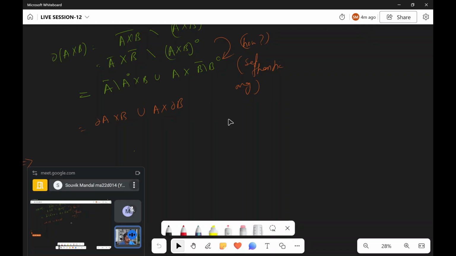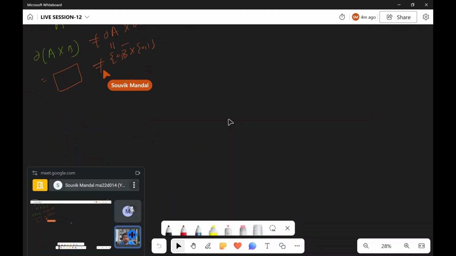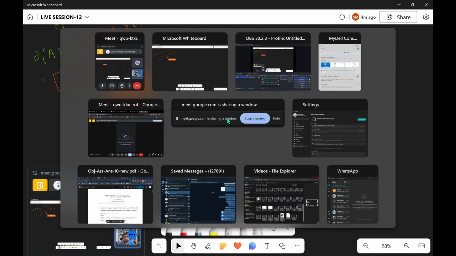Now for the counterexample, we can put X equal to Y equal to R and A equal to B equal to the closed interval [0,1]. Then we can check that the boundary of A cross B is not equal to the boundary of A cross boundary of B, because the boundary of A cross B is only the boundary portion, whereas boundary of A cross boundary of B is {0,1} cross {0,1}. So obviously these are not equal. There is no doubt in it.